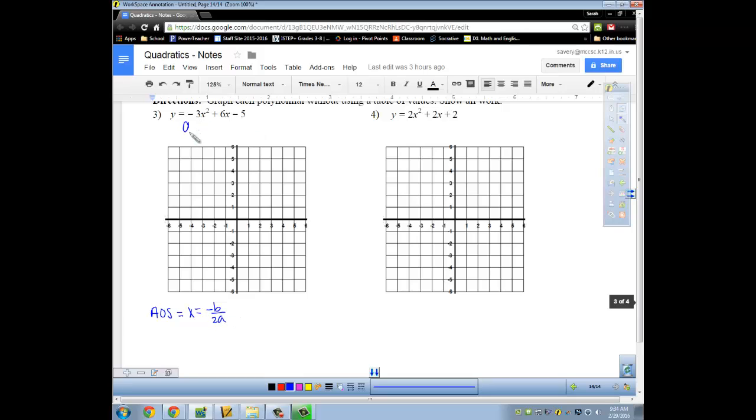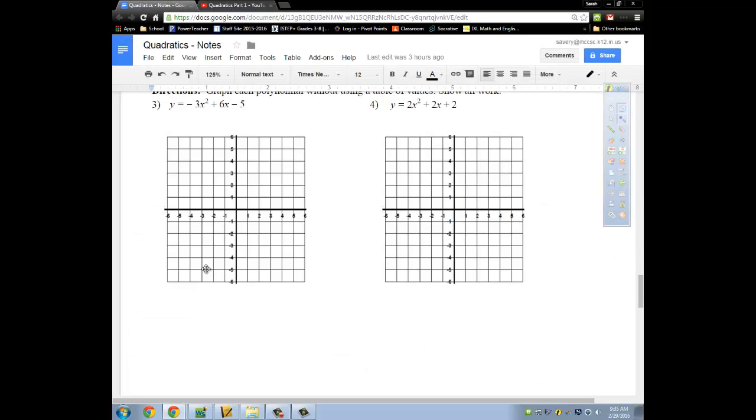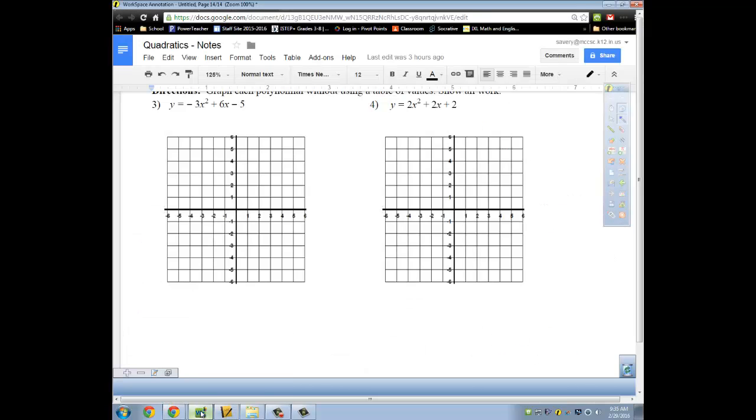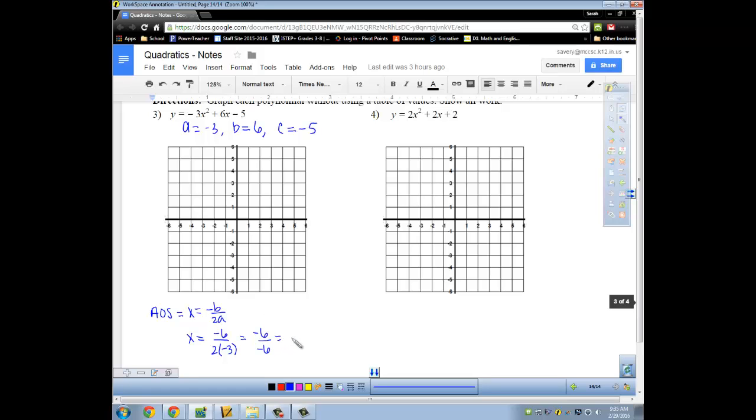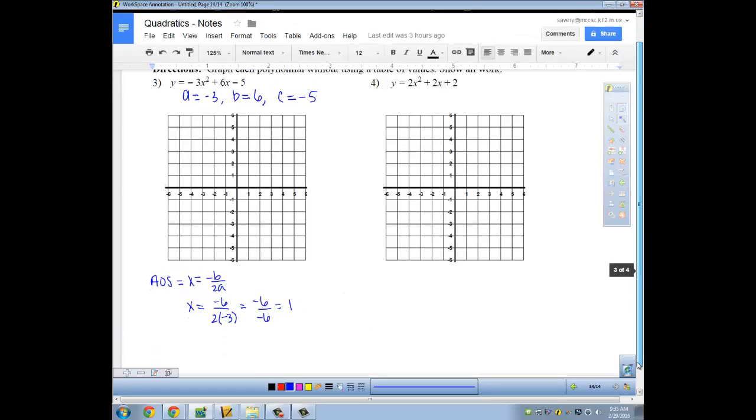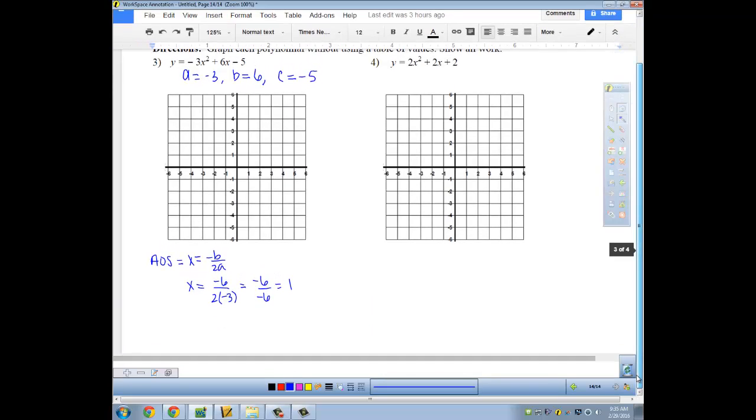In this case, my a is negative 3, b is 6, c is negative 5. So we get x equals negative b, so negative 6, over 2 times a, which is negative 3. So negative 6 over negative 6. Oh no, it disappeared. Let's see if I can get it back. Okay, cool. Negative 6 over negative 6 is 1. So my axis of symmetry is at x equals 1.